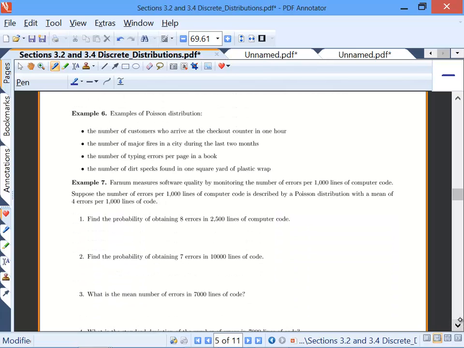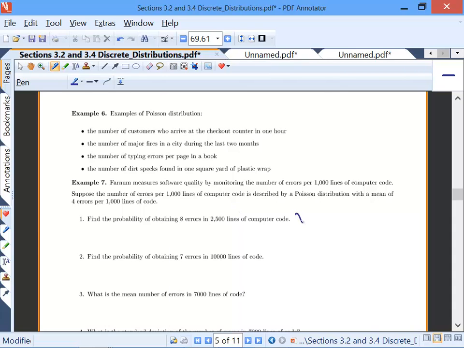So this is how it plays out. We measure software quality by counting the number of errors per 1,000 lines of computer code. Suppose the number of errors per 1,000 lines of computer code is described by a Poisson distribution with a mean of 4 errors per 1,000 lines of code. So I expect 4 errors per 1,000 lines. Now I might ask you, find the probability of obtaining 8 errors in 2,500 lines of computer code.